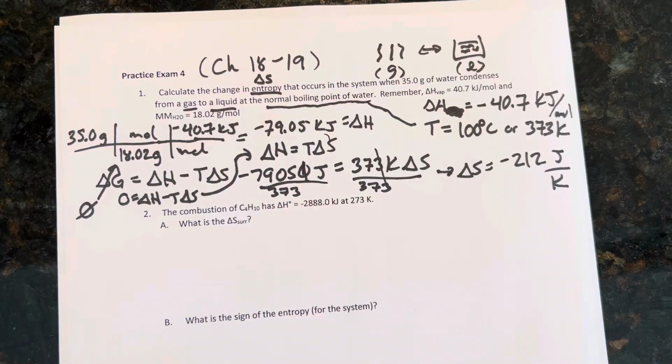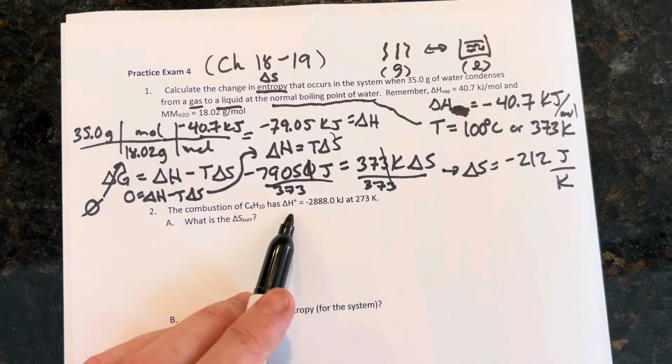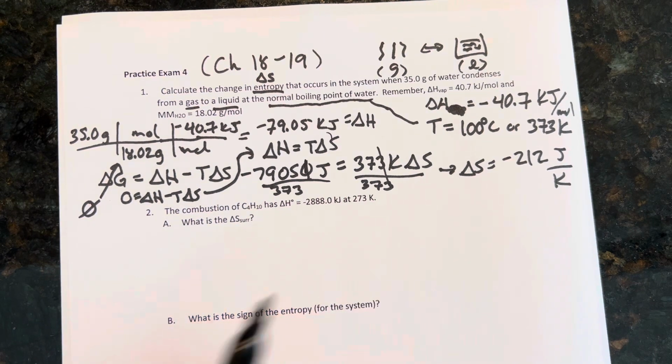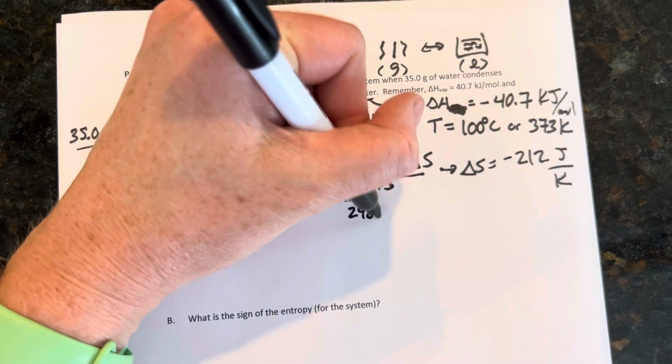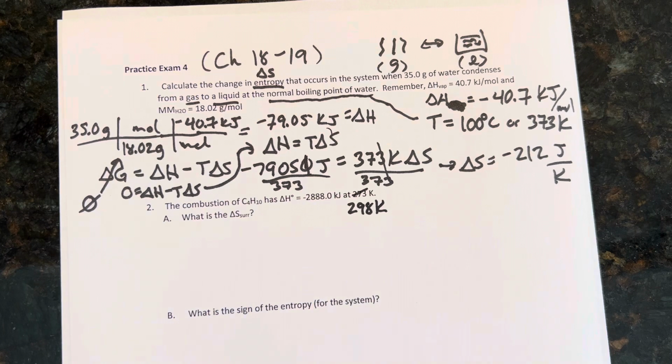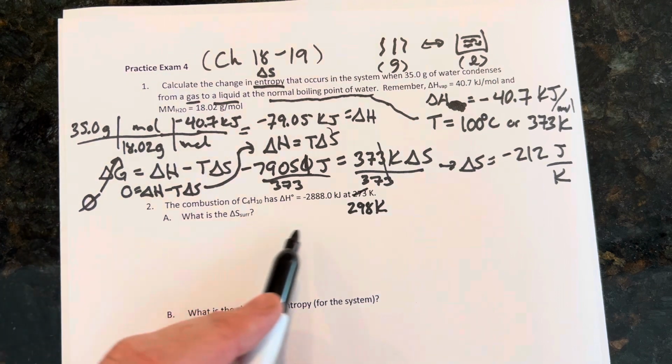All right, number 2, the combustion of this has a standard enthalpy of this at 273. Let's go ahead and figure this out. This shouldn't actually say 273, this should say 298. I'm going to go change that. Okay, so hopefully by the time you get this, your paper says 298, and that makes some more sense to you because we're talking about the standard enthalpy of the reaction.